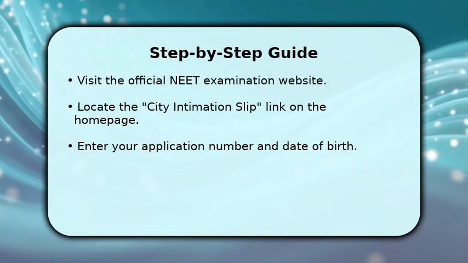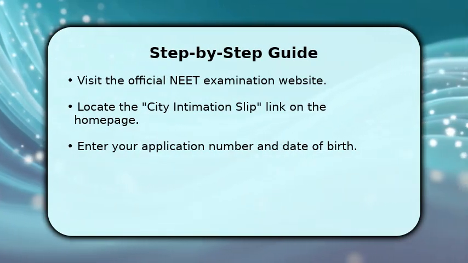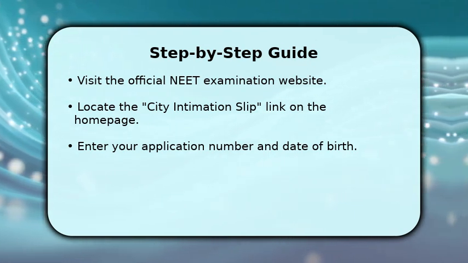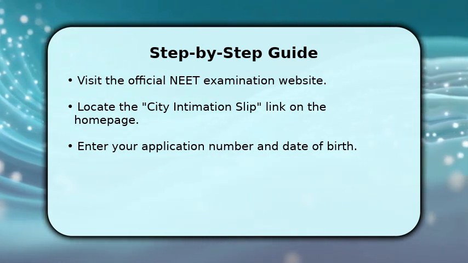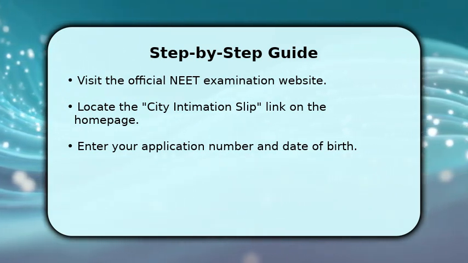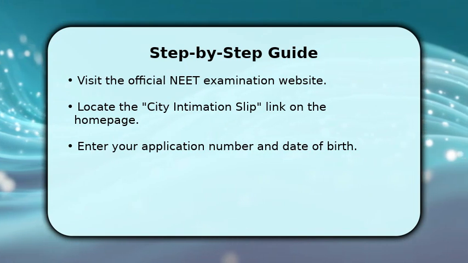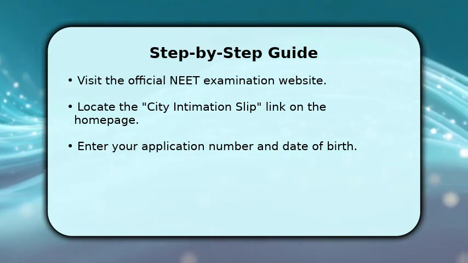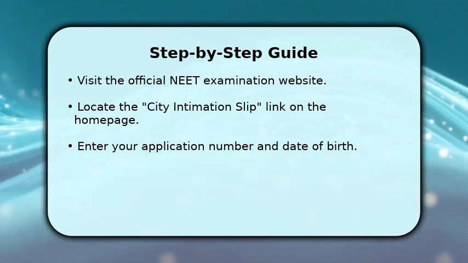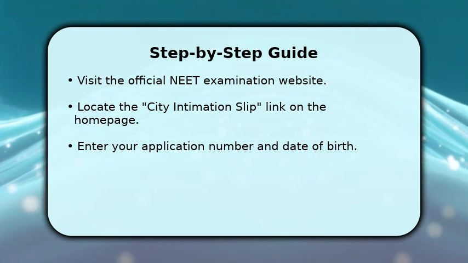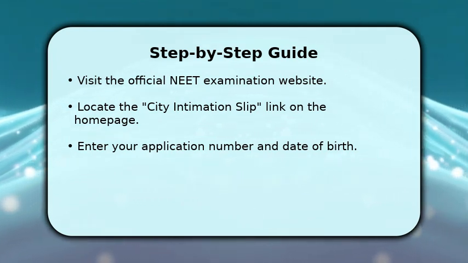To begin, navigate to the official NEET examination website. Once there, look for the prominent link labeled City Intimation Slip or similar on the main page. Clicking this link will direct you to a login portal. You will then need to accurately input your unique application number and your date of birth to access your specific details. Ensure all information is entered correctly to avoid any access issues.